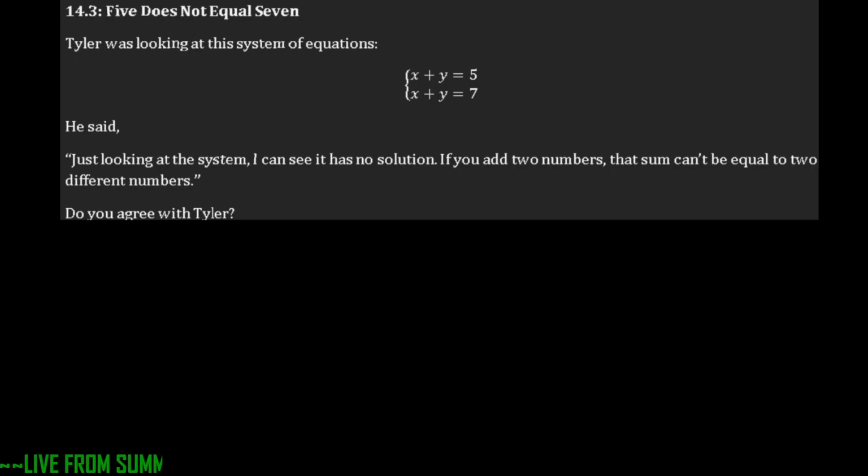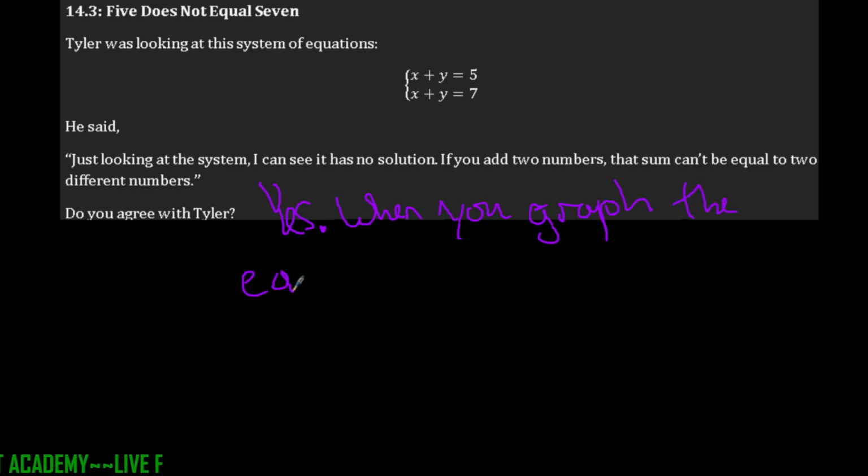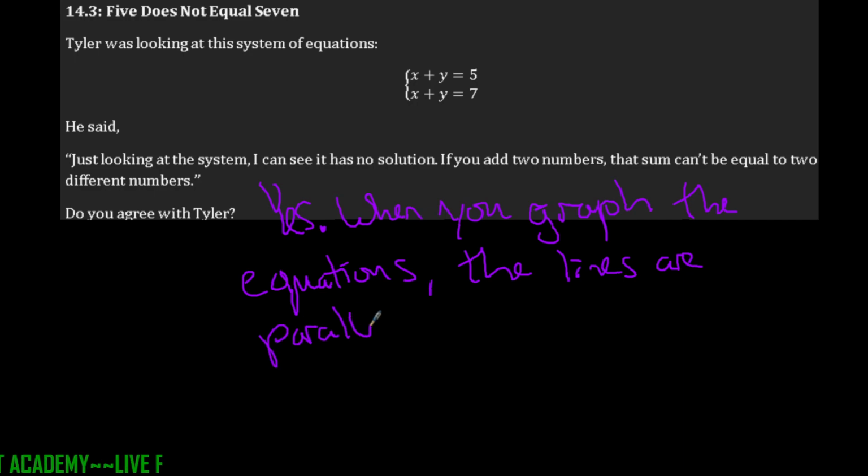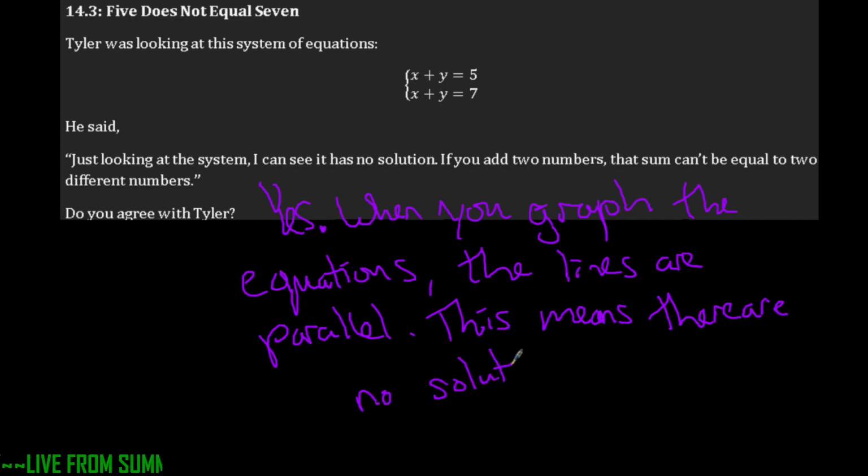So we could say, let's say this, we could say yes. We could say when you graph the equations, the lines are parallel. This means there are no solutions. So anytime you have those parallel lines, that means they have no solutions. And then I can prove that by showing you what the graph would look like.